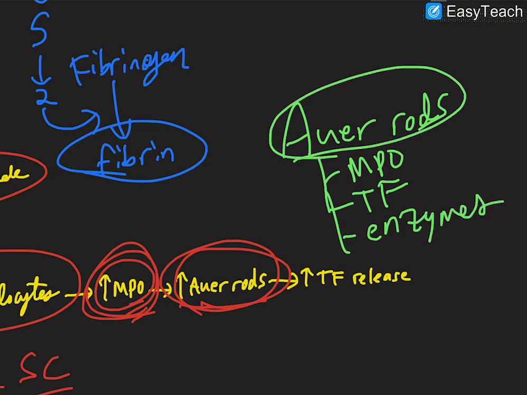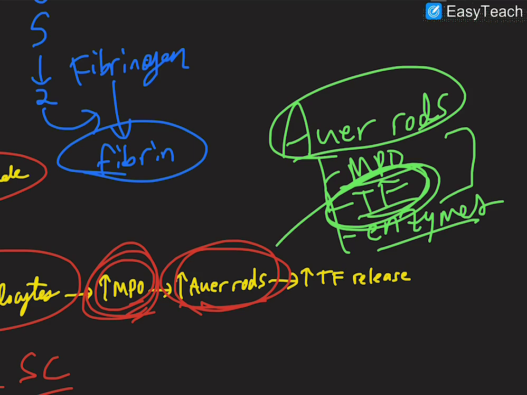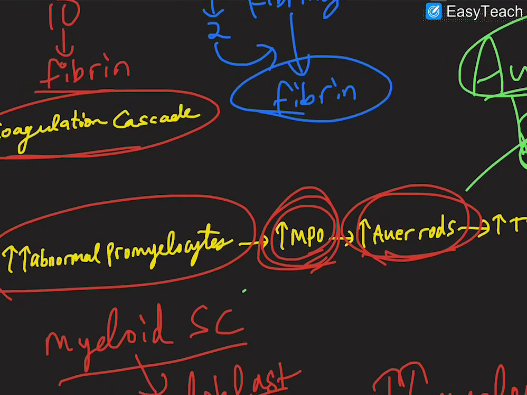So if these Auer rods are made up of myeloperoxidase, tissue factor, and enzymes, and you're accumulating way too many promyelocytes, those promyelocytes will die. When they die, they release all of these contents, one of those being tissue factor. If you're releasing a ton of tissue factor, it's going to lead to activation of the extrinsic pathway and eventually fibrin, so widespread fibrin clot formation. You're using up platelets and clotting factors, and therefore you're going to cause bleeding, which is what you see in disseminated intravascular coagulation, or DIC. So that's how APL does it.